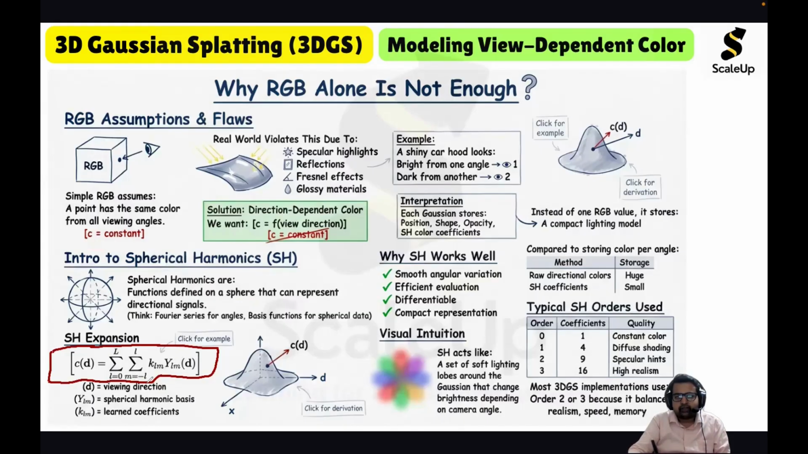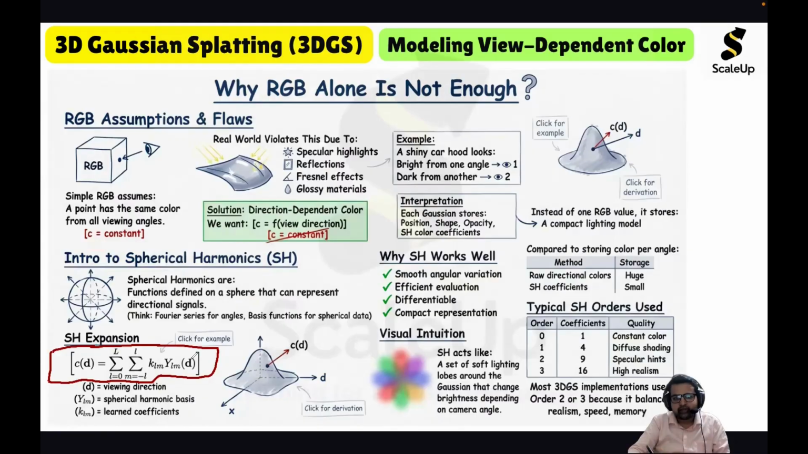Now, d is the viewing direction. It can be any direction, so d is like a variable in this formula, and it can take any value. It represents the direction. What this formula does is that for a particular direction, it will give us a value, and that value will be the color for that direction. That is the significance of this formula: it takes a direction, and the output is the color for that direction. So we will get the direction dependent color.